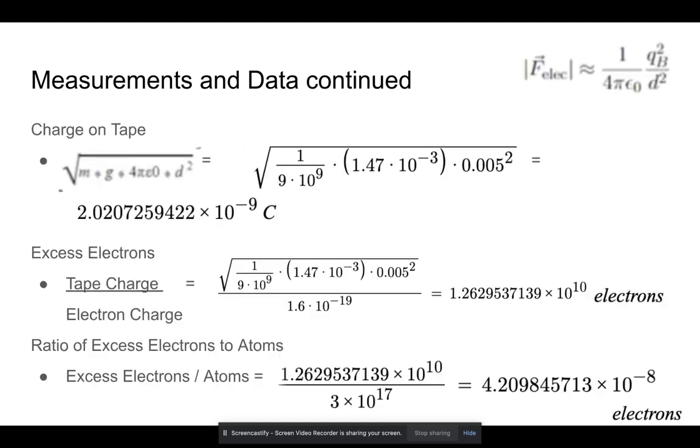And then for our measurements, we used the electric field formula for force, and we moved the equation around to get it to equal Q instead of the force, which resulted in the coulombs, which is what we were looking for. Excess electrons, we did charge on tape over electron charge. We found the charge on tape above, and the electron charge is just the one electron. And for the ratio of excess electrons to atoms, we used the equation above and the equation on the previous slide.